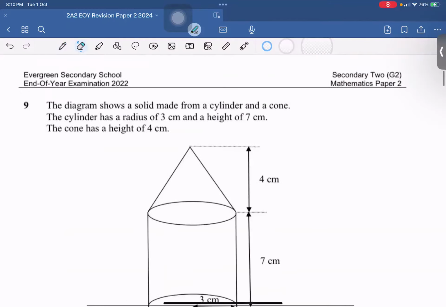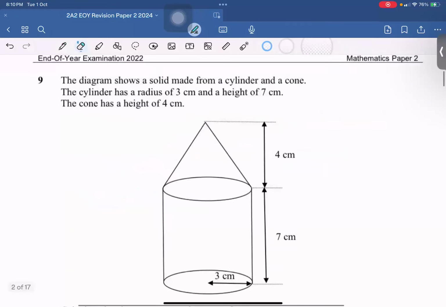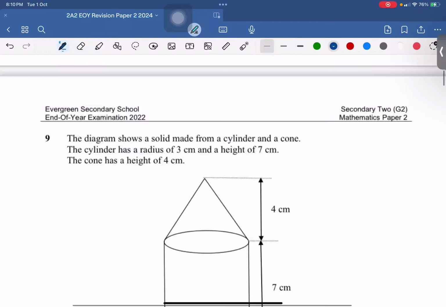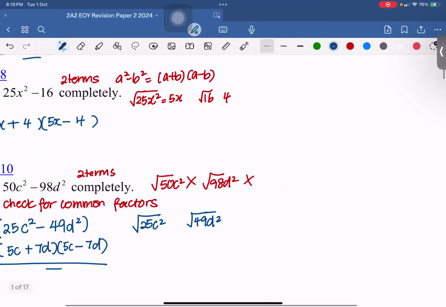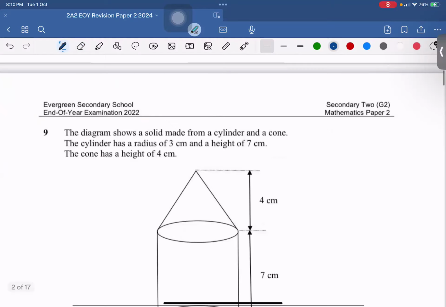This is from the 2022 exam paper. One of the 2022 exam papers on cylinder, cone, and sphere. Then later I got another question to do hemisphere. Okay, I'm just doing random questions from all over the place. So if you all need the file later, when I finish, I will send you all the file. Then you can read.